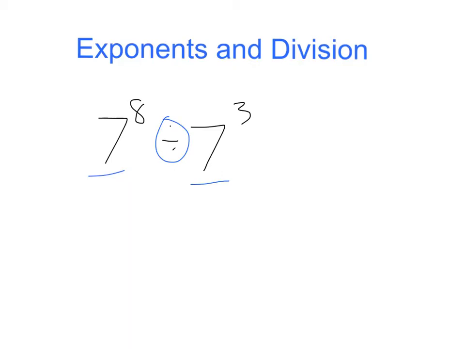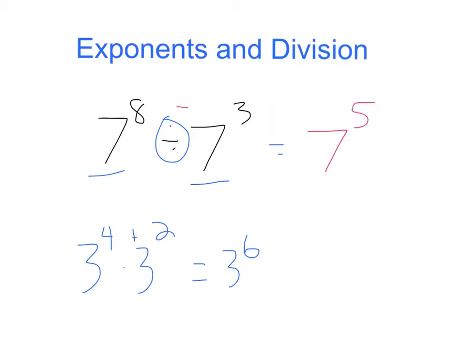So if I'm talking about division now, instead of doing 8 plus 3 or 8 times 3 or even 8 divided by 3, remember in the example like before, if I had 3 to the 4th times 3 to the 2nd, you would add them and you would say this is 3 to the 6th. So again, since I'm doing the opposite now, I should say that this would be 7 to the what? It would be to the 5th power.